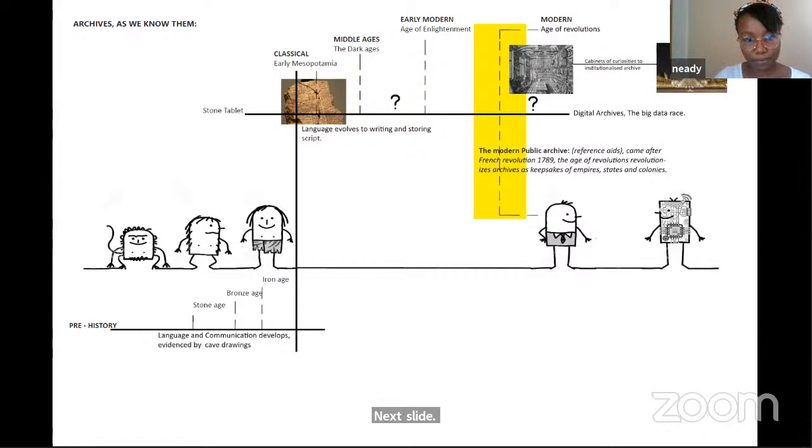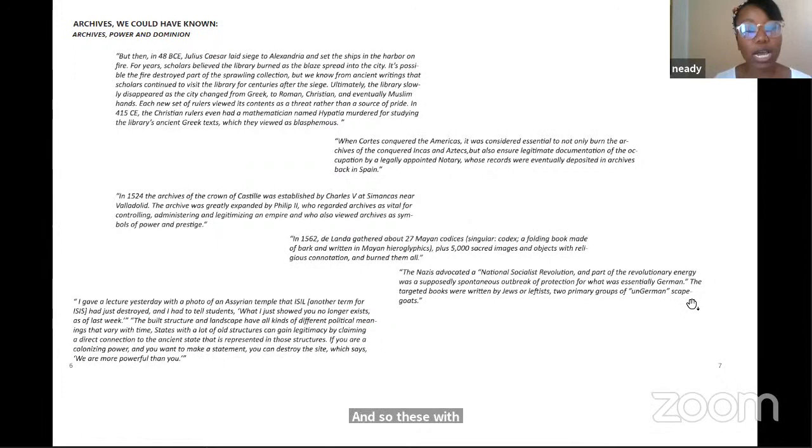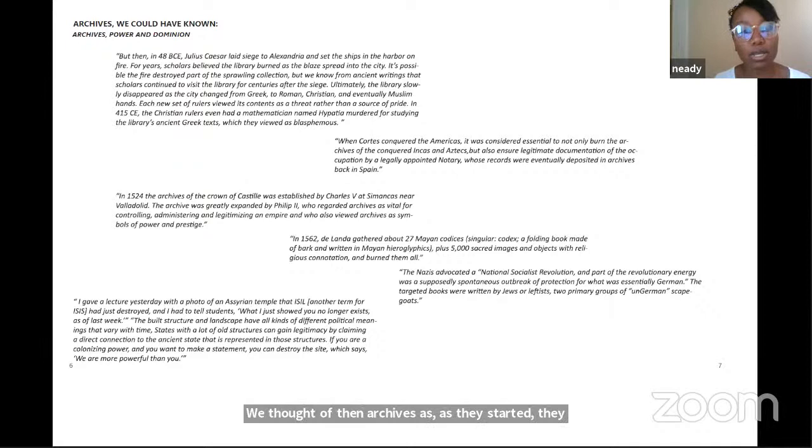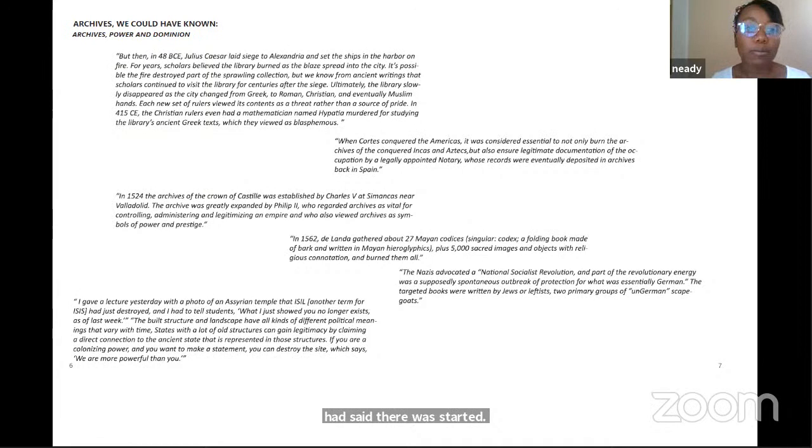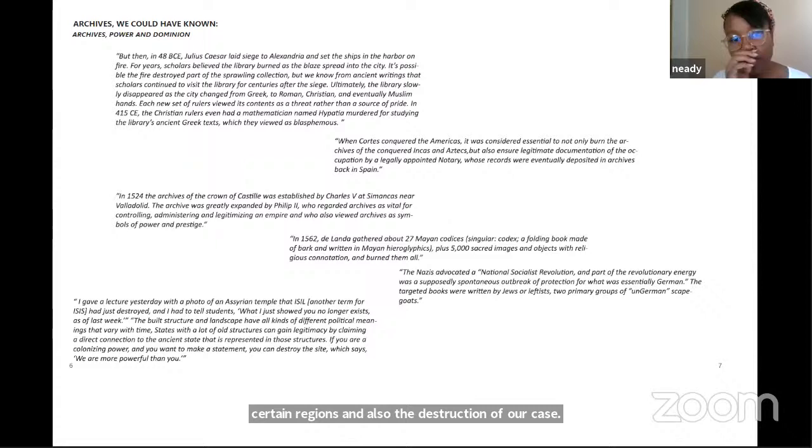And so we thought of archives as they started, they evolved to become tools of power, tools of dominion. When nations like the French were going to other areas and stealing archives as a form of domination, amplifying their own archives to show power within certain regions, and also the destruction of archives as a way of wiping out entire civilizations or entire peoples. These are also some of the critiques we had of the archives.